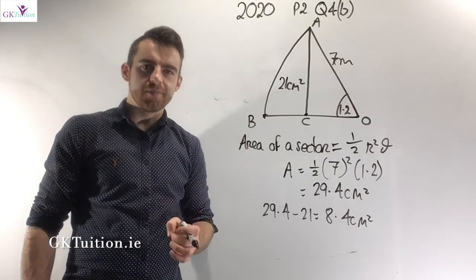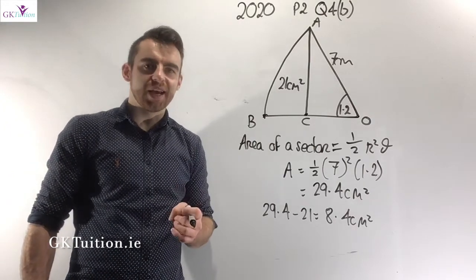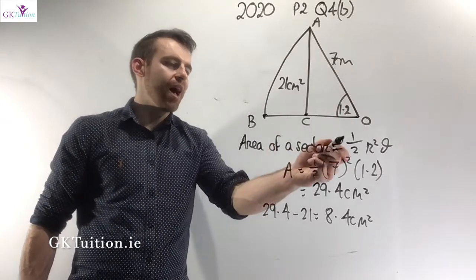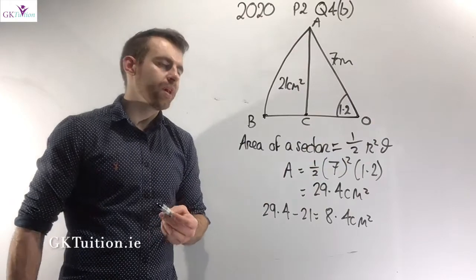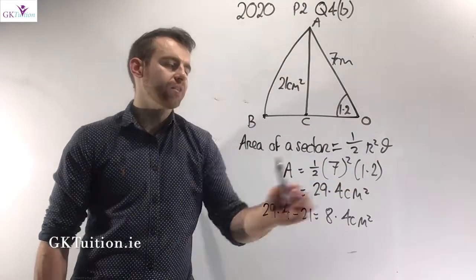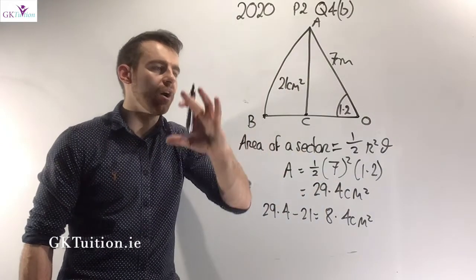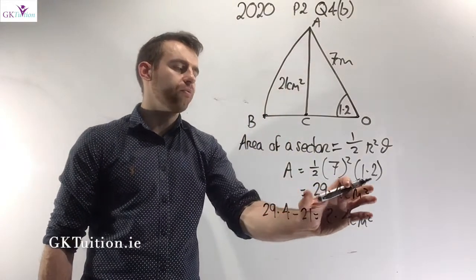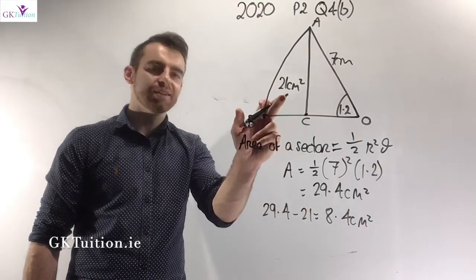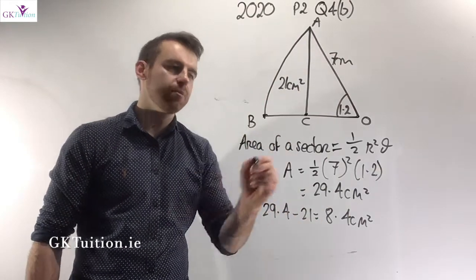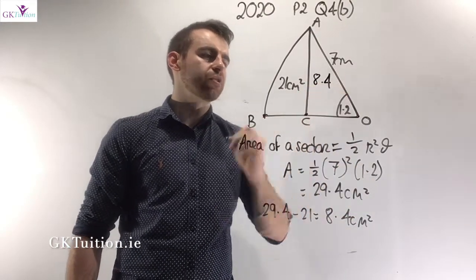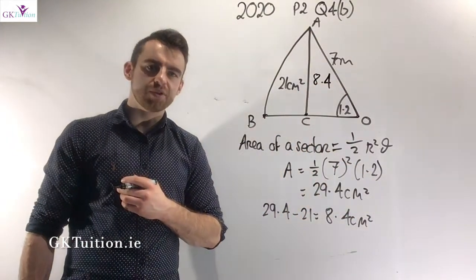According to page 9 in the maths tables, to get the area of a sector, when the angle is given in radians, it's a half r squared theta. In this case, r is 7 and theta is 1.2. If you plug that into your calculator, the area of the entire diagram is 29.4 centimeters squared. If I then subtract 21 from that, it gives me 8.4 centimeters squared. So this allows me to determine that the area of this triangle is 8.4 centimeters squared.